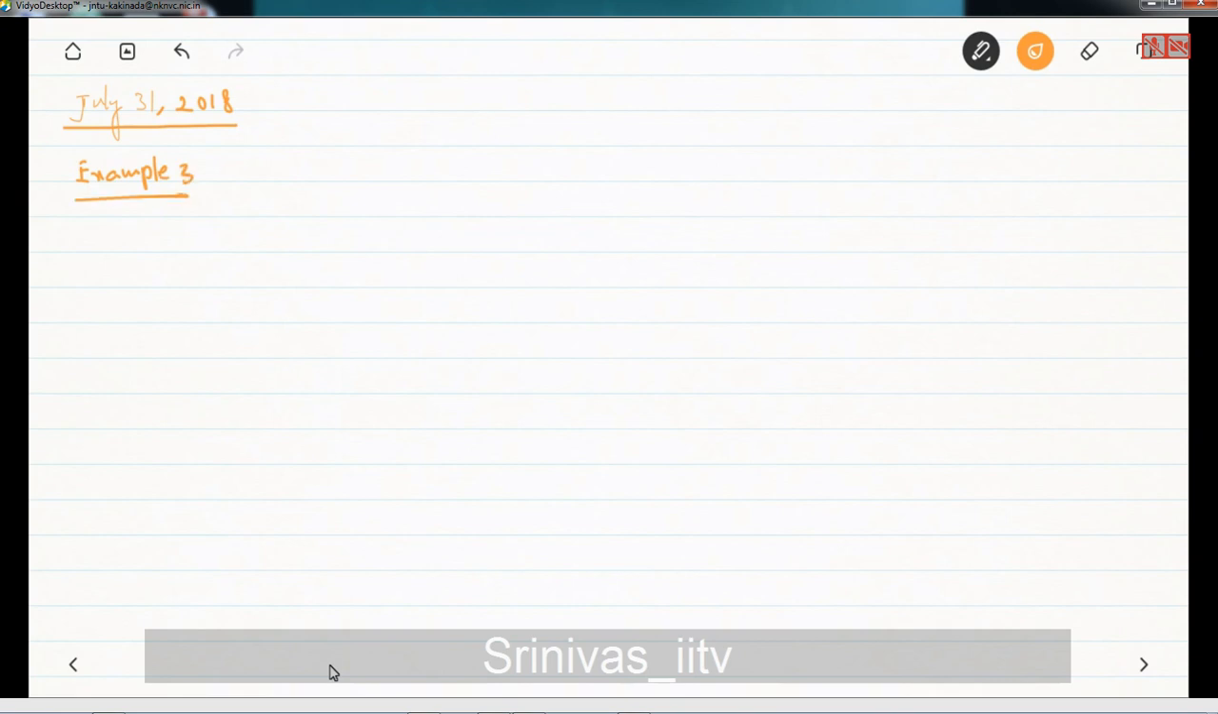This example is one of the most important and interesting examples for Fourier series or Fourier transforms, especially for Fourier transforms. It is a periodic square wave. So let's consider a periodic square wave, which looks something like this.